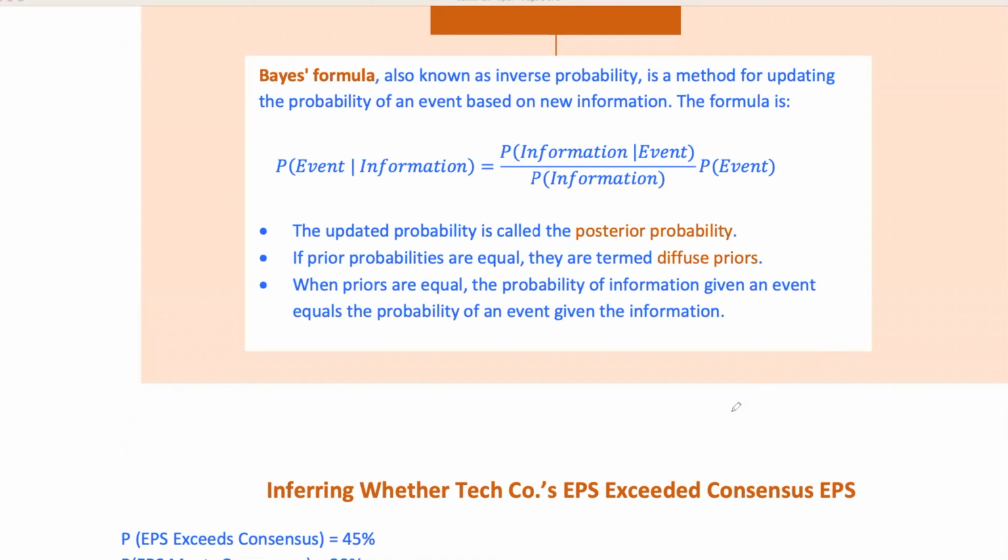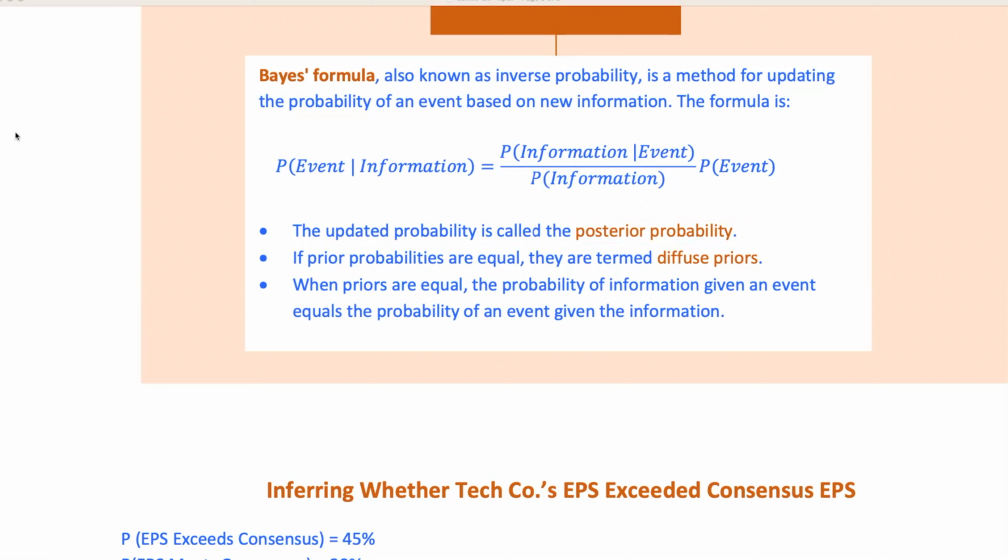Diffuse priors come into play when we assign equal probabilities to events due to a lack of specific prior knowledge. This approach is useful when we want to be neutral and not biased toward any particular outcome. Posterior probability, on the other hand, is the updated probability of an event occurring after taking new information into account. It helps us make better informed decisions by revising our initial estimates.